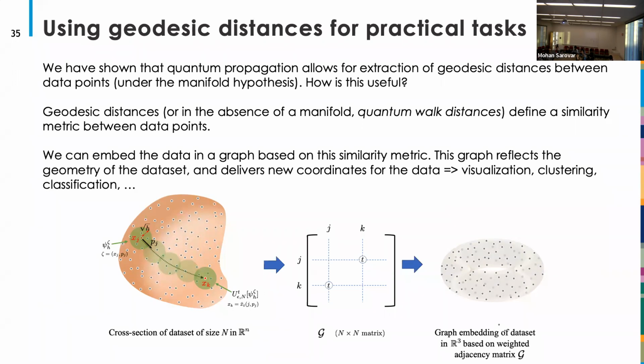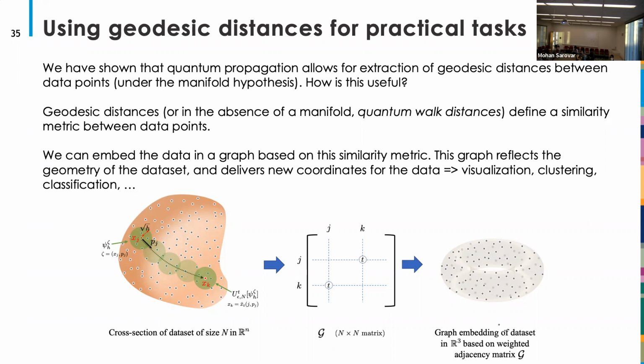And this is a geodesic distance. So we call this a geodesic distance matrix. And then once you have how far away all the points are, you can use that to embed in some larger dimension. So you can embed in some Rn dimension.